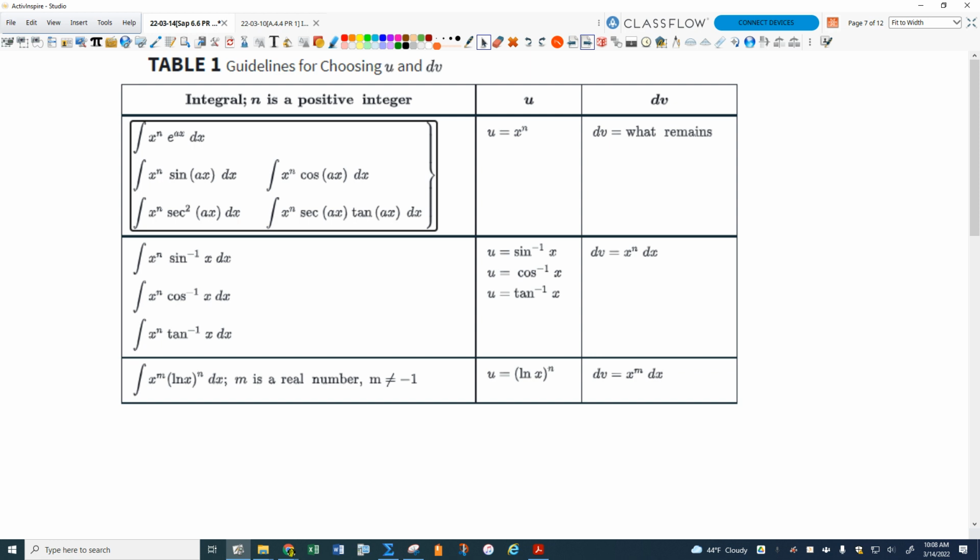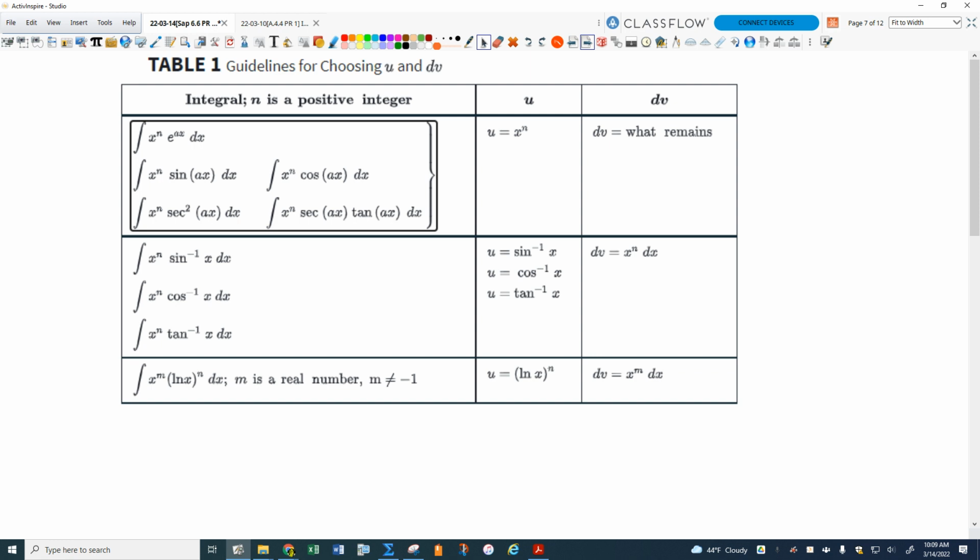And how come? Well, because if I take the integral of transcendental functions, they don't really get more complicated. They just turn into other trig functions or other exponential functions, right? But the power function does get reduced in complexity if I differentiate, right? So usually that power function is going to be our choice of u, okay?